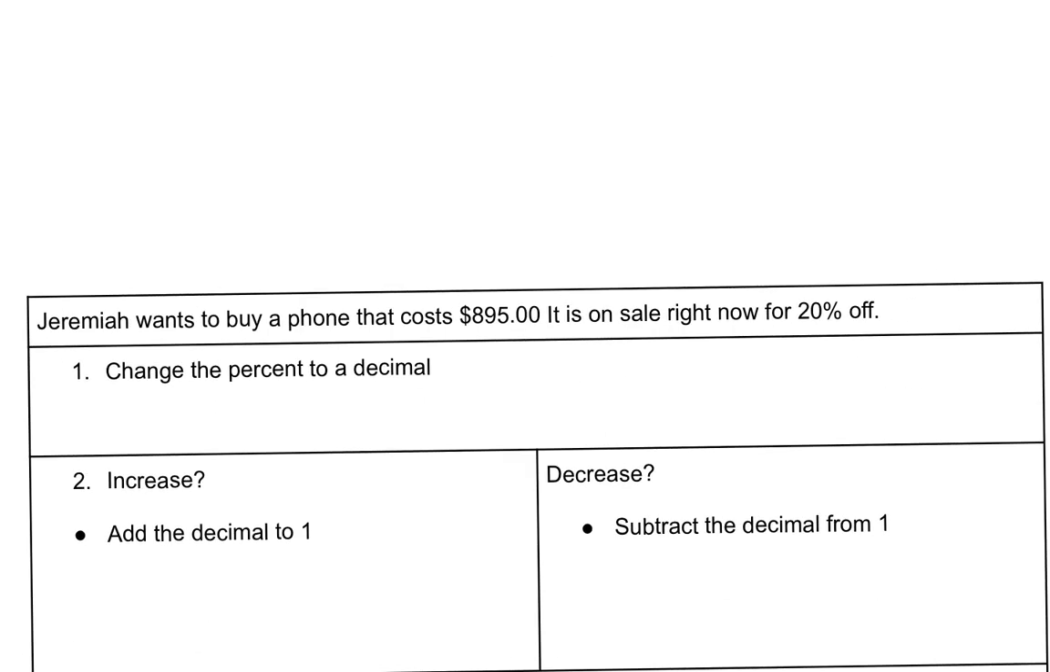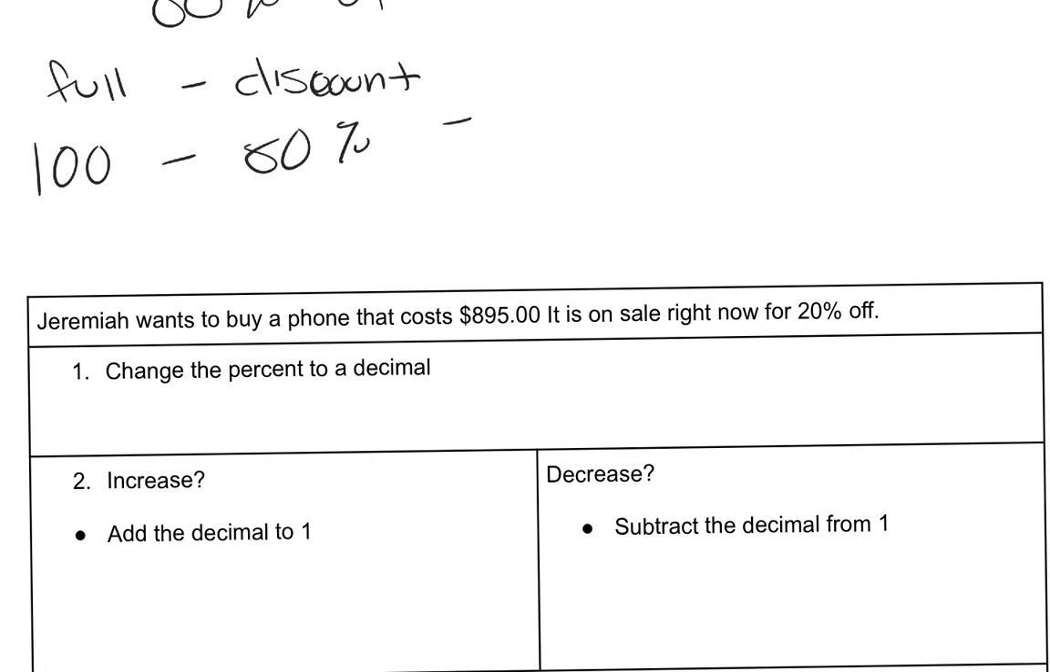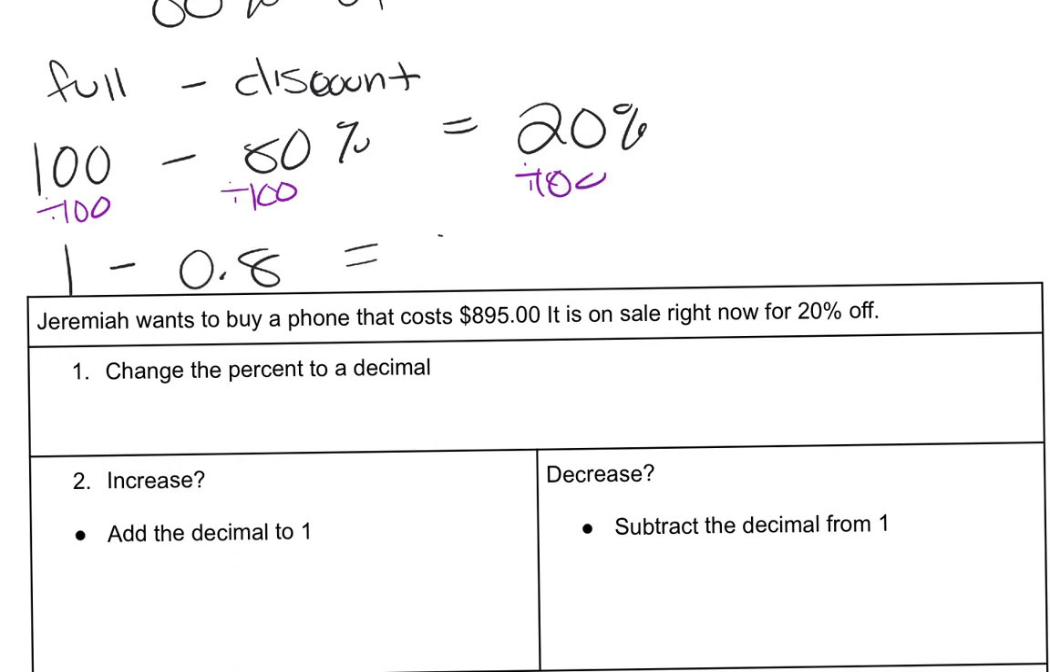So before we get started, let's say that I have something that's 80% off. That means if the full cost is 100%, and then I take away the discount, we're left to pay the 20%. And if I change those all to decimals, it can look like that.